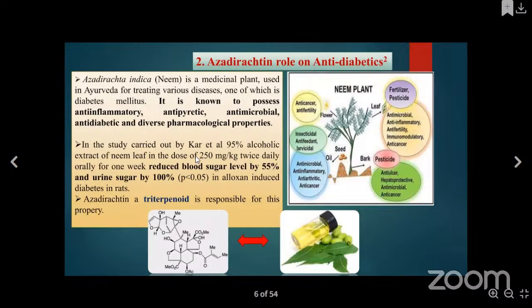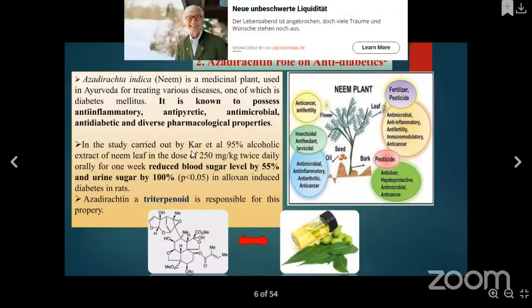In a study carried out by some scientists, Chattopadhyay et al., a 95% alcoholic extract of neem leaf in the dose of 200 mg per kg twice daily orally for 1 week reduced blood sugar level by 55% and urine sugar by 100%.